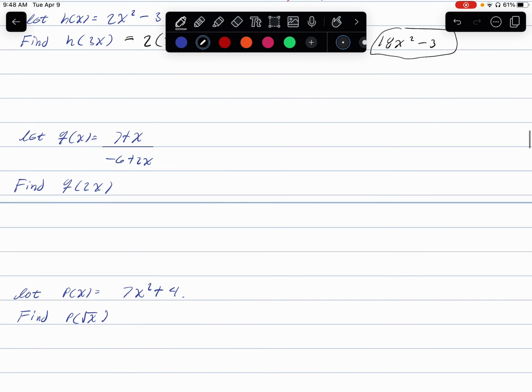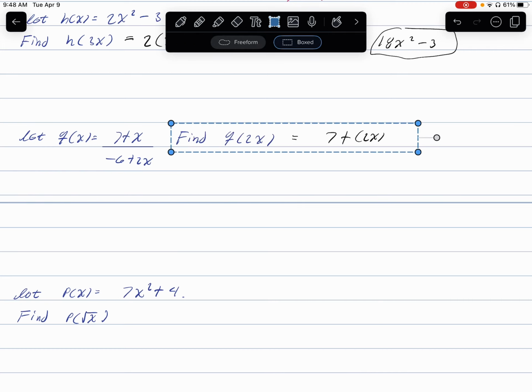Okay. How about q of x is equal to 7 plus x over negative 6 plus 2x? We want to find q of 2x. So we're going to plug in 2x anywhere we see x. So this is going to give us 7 plus 2x. I should just move this over here. We probably have room to do this on this side.